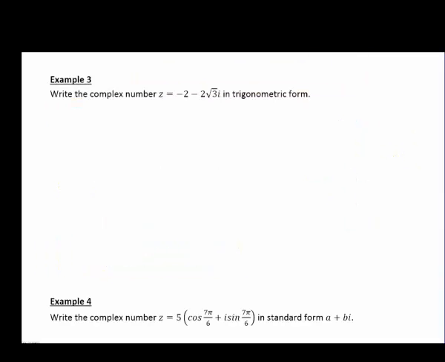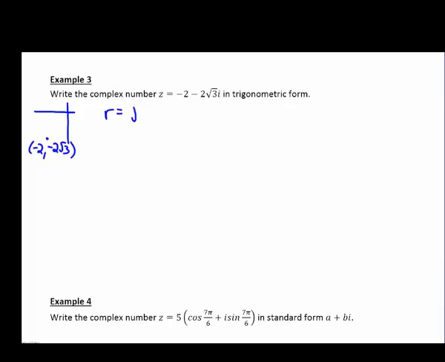All right, let's try another one. All right, so this time we have negative 2 minus 2 square root of 3 i. And if I graph this, I know I'm going to be over here in the third quadrant. So that's negative 2 square root of 3. Okay, so we know we're in the third quadrant. That's going to help us with our angle measure. Let's find our modulus.